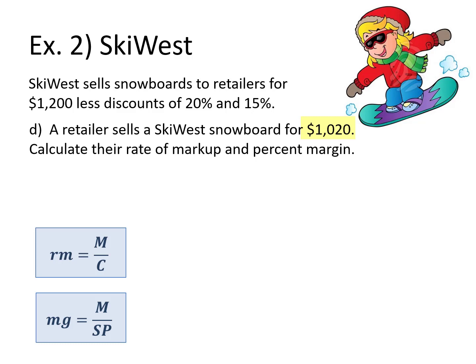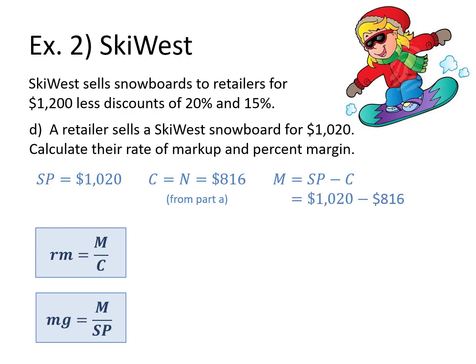Now we are going to be selling these snowboards for $1,020. Note that this is below the list price, but we have that option of selling at any price we want. Now the cost is our net price, which we established in part A. Our net price is $816 after the two discounts of 20% and 15%. So I can calculate my dollar markup as the difference between the selling price and the cost to be $204.